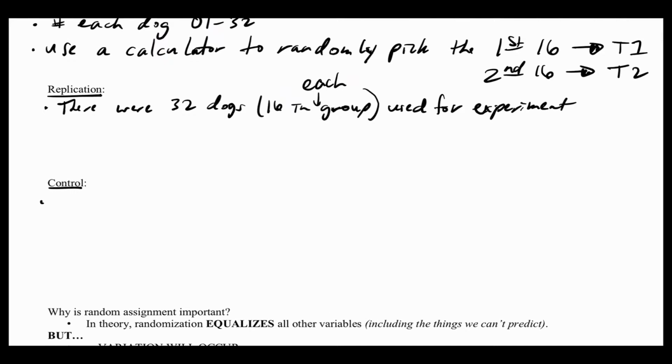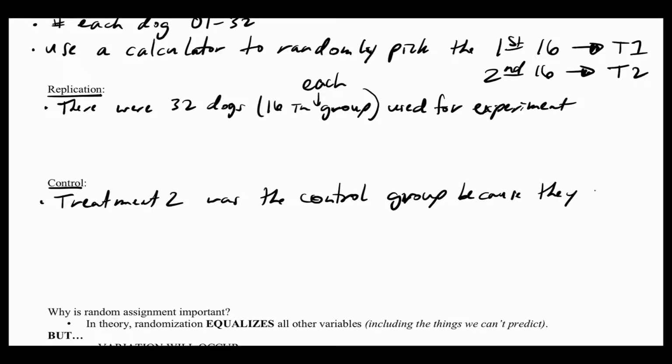Exactly. Treatment 2 was the control group because they were given safe food. We hope they all get safe food, but they were given the one that's been proven to be safe. Okay, that's the first thing. Who was the control group? Treatment 2 was the control group because they were given the safe food. So they're the one we're going to compare to.